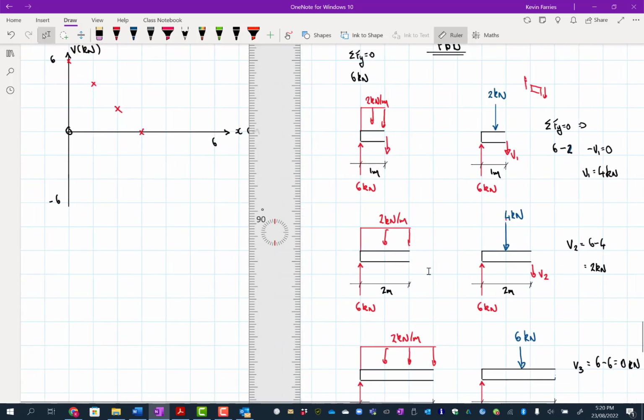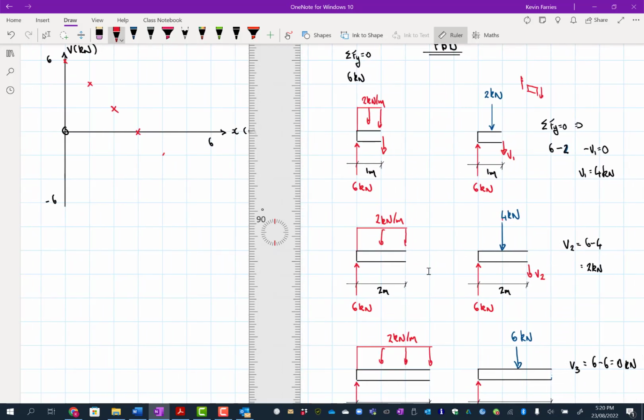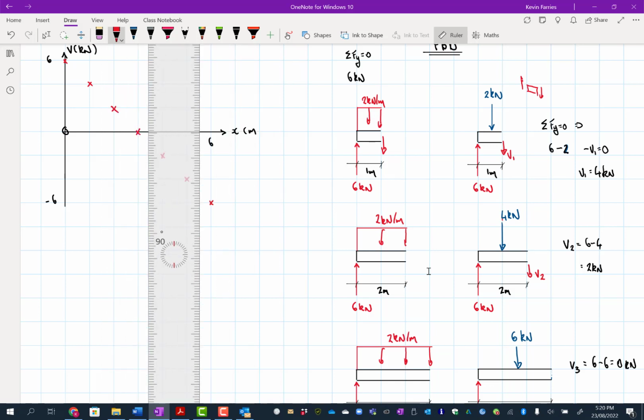And so the next point is going to be down here. And you can see that for every meter we go along, we're going to drop another 2 kilonewtons, because it's 2 kilonewtons per meter. And so just without doing the sections, we can figure out it would be like that. And it would work for all the points in between.